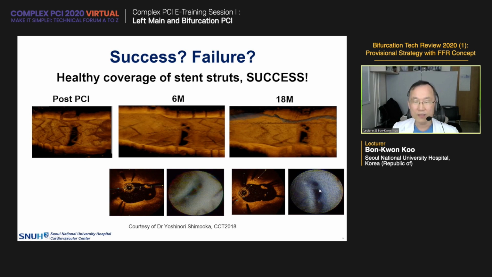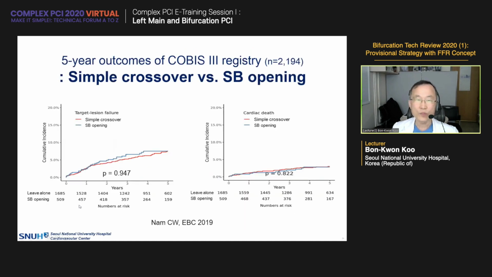be a big matter in terms of flow, and also you can easily do the further procedure because of the very thin, healthy strut coverage. And that's the reason why in the 5-year follow-up of COBIS-3 data, more than 2,000 patients, when we compared the simple crossover and side branch opening, there was no difference in target lesion failure in 5 years outcome. And also there's no difference in cardiac death. And these results were the same even after the adjustment of all baseline characteristics.